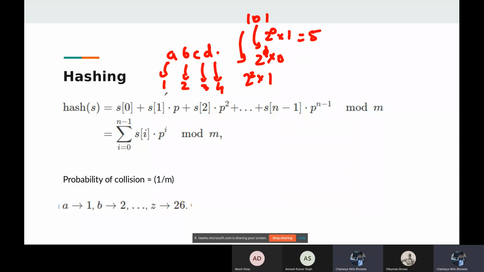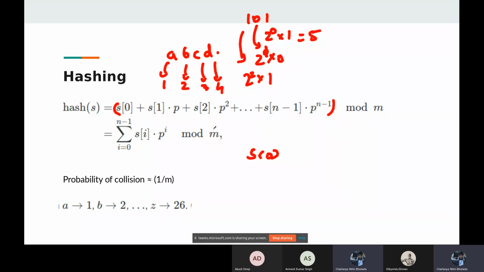Just like this, we will calculate a string as S of 0. This is calculated like: for A we assign 1, B 2, and it goes on till Z, 26. So till now, is there any doubt? You can write in the chat box. Okay, so it is fine.